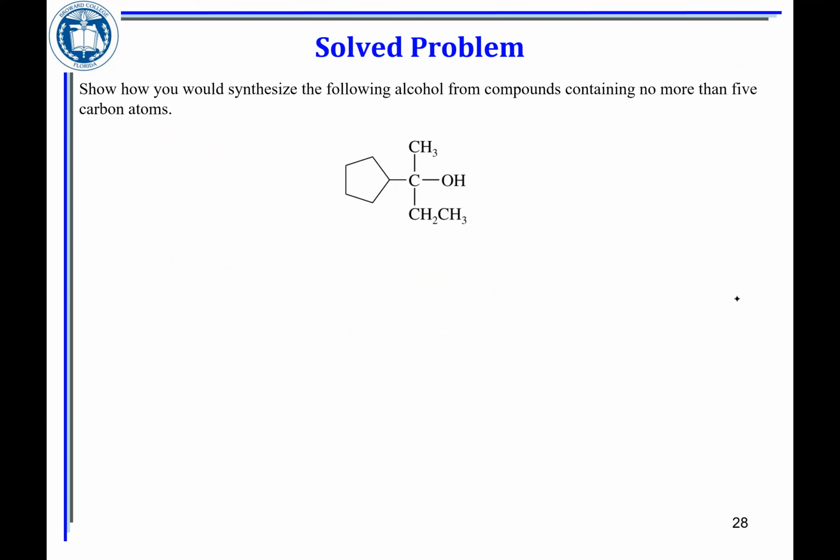Let's say you want to prepare this alcohol using Grignard. If you were trying to design an experiment to make this alcohol, your first step is to find out what kind of alcohol this is. This alcohol is a tertiary alcohol because the carbon is attached to 3 other carbons. What do we know for preparation of tertiary alcohol? That we need RMgX plus ketone.